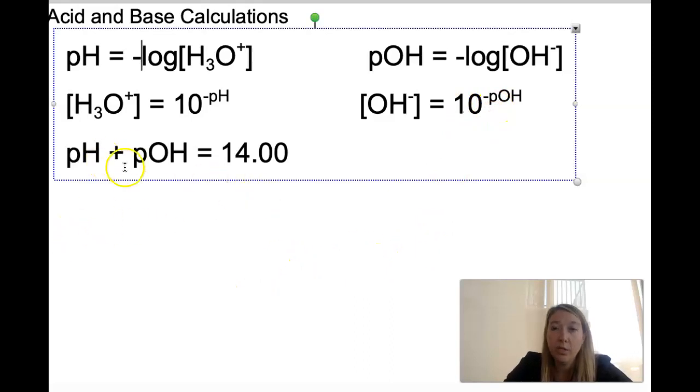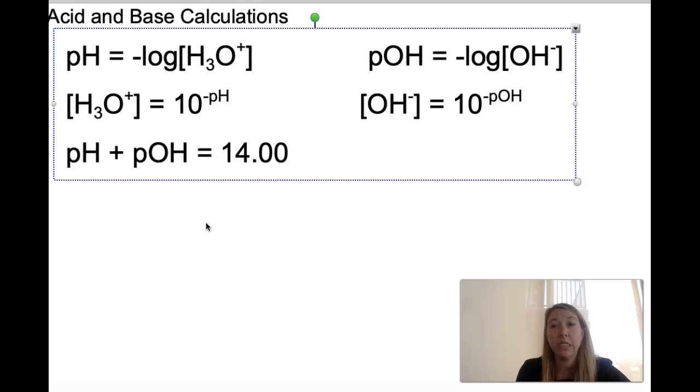We then had our equation to allow us to switch between the two, right? So pH plus pOH equals 14, and that's going to let me alternate between the two depending on what I need. How you decide what you need: if you have an acid, you need pH. If you have a base, you need pOH, right? And that's because when I have bases, my dissociation equation is going to involve hydroxide.